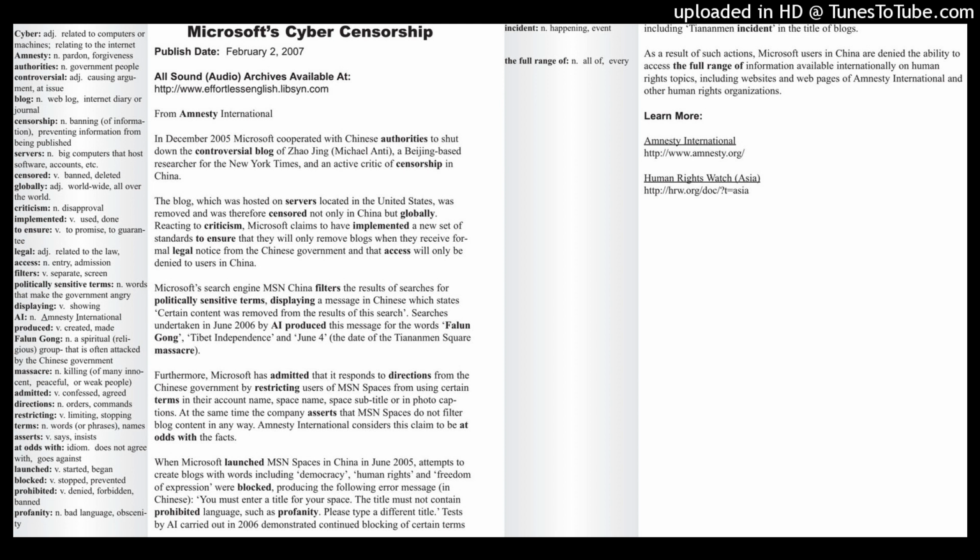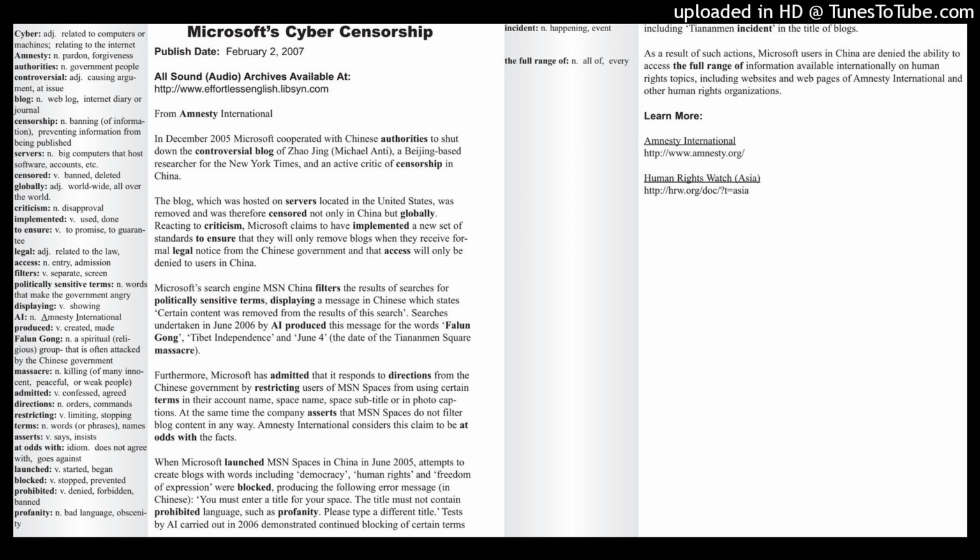All right, moving on. In the first paragraph of the article, we see the word authorities. You see this many times in newspapers. Authorities usually means government agents, government officials. Often it means police. In fact, I would say maybe usually it means police. When you see Chinese authorities, it means the Chinese police or the Chinese government agents. Shut down means they stopped or they closed the controversial blog of Zhao Jing. I can't pronounce Chinese, sorry.